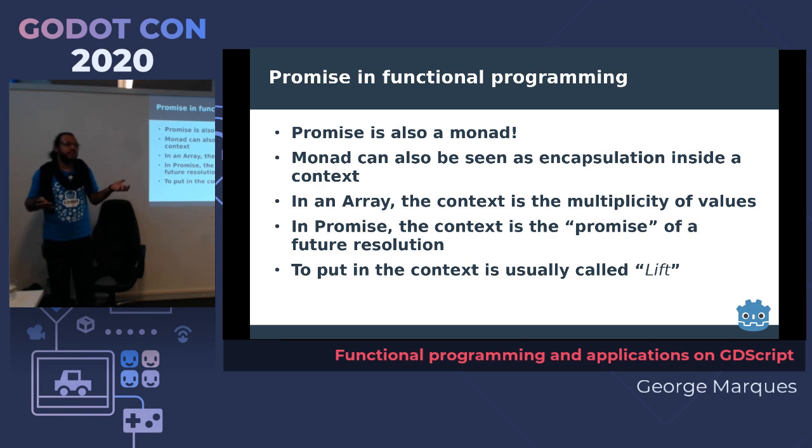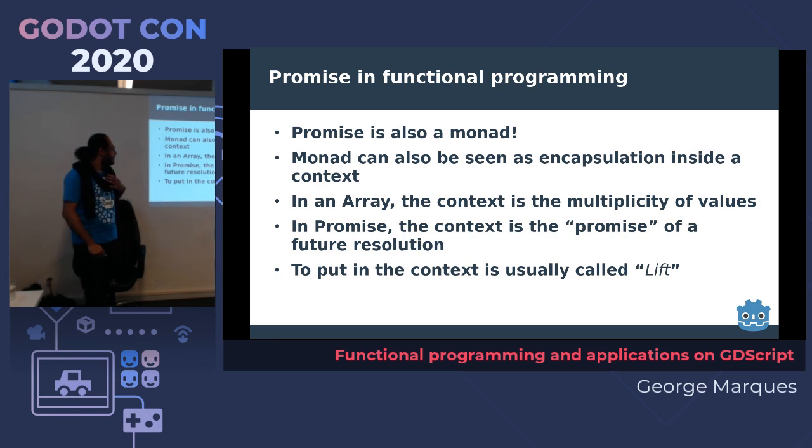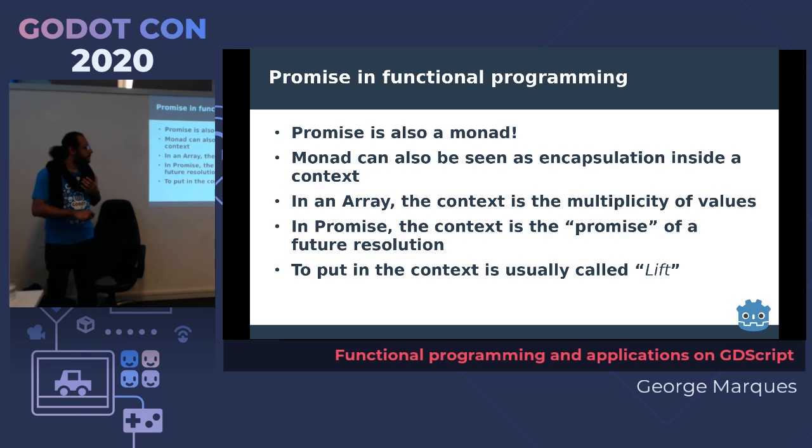And then when the promise is eventually fulfilled, the side effect will be applied, and you can get the kitten image, essentially. To put this in jargon, it's usually called lift, when you put a value inside the context. So if you put a value in the promise, you're lifting the value to become a promise.